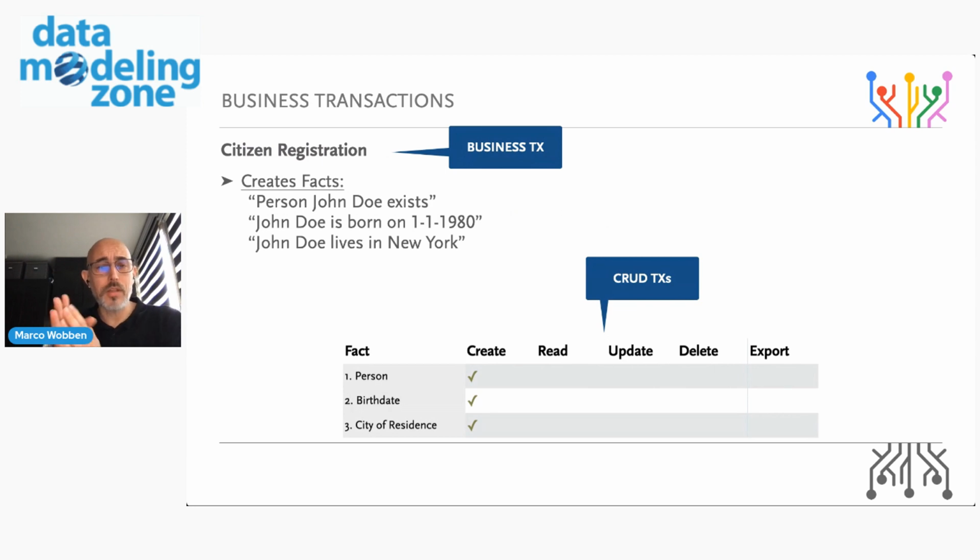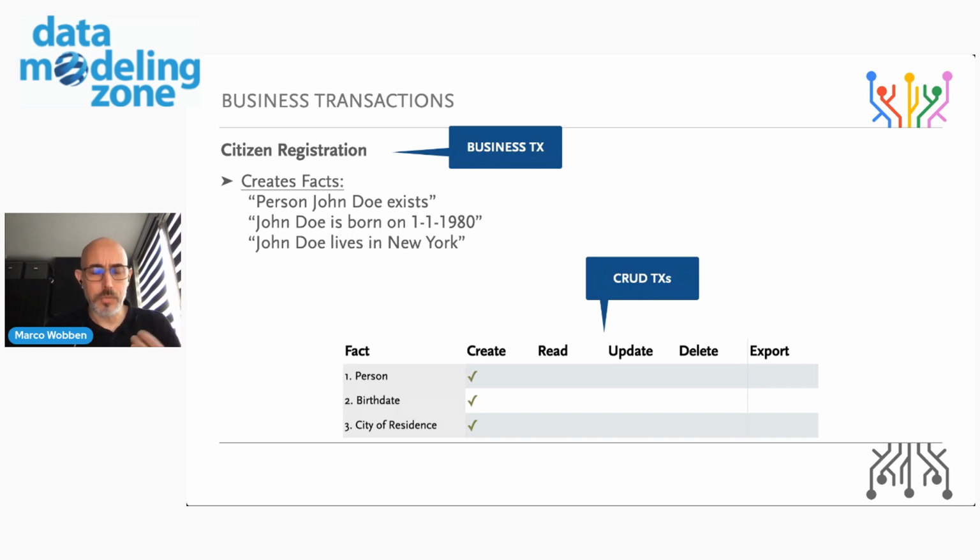First, we define a business transaction called citizen registration, which in that process step would create three facts: the fact person John Doe exists, John Doe is born on 1/1/1980, and John Doe lives in New York. And you see that in the matrix underneath, which then boils down to a set of CRUD transactions. So the business transaction is not necessarily the same as a database transaction. It really focuses on the process side, on the business side of our data, of our facts.